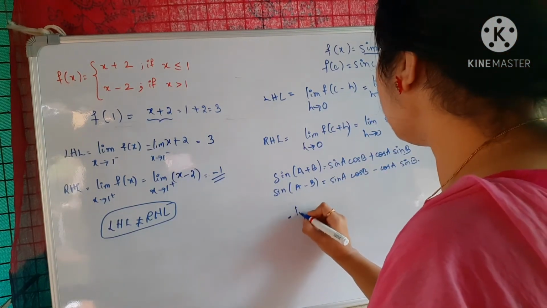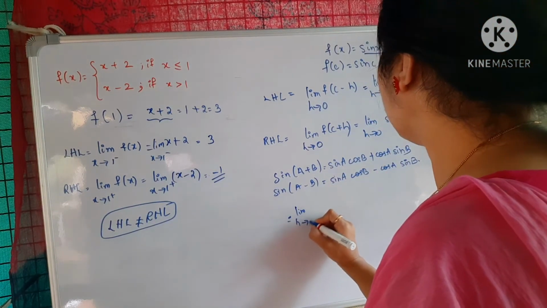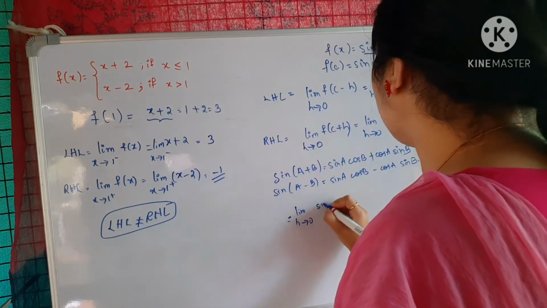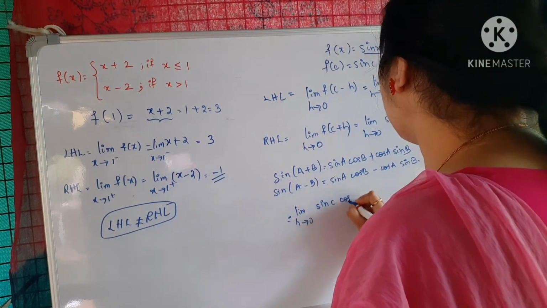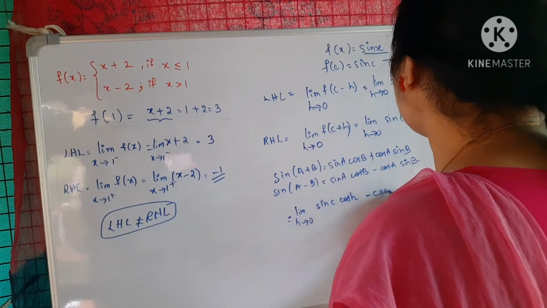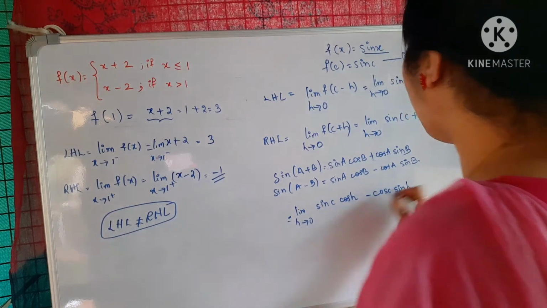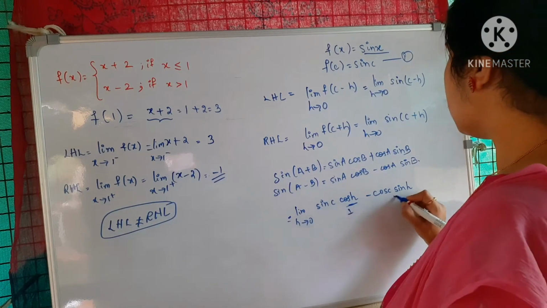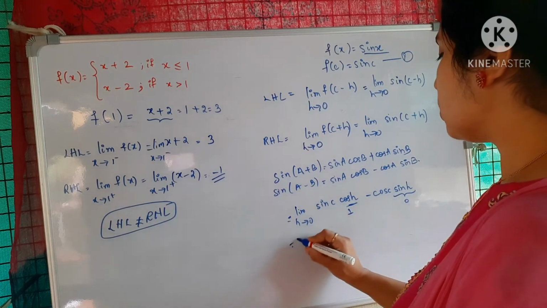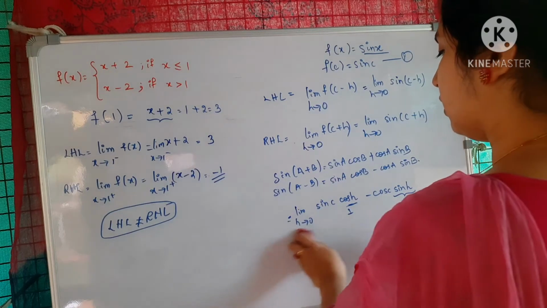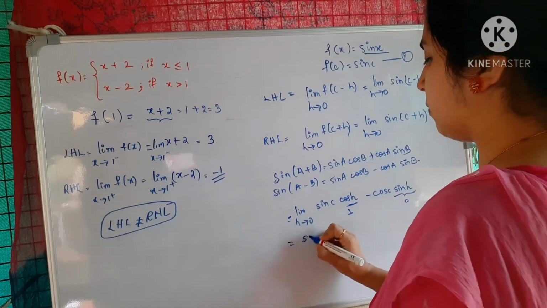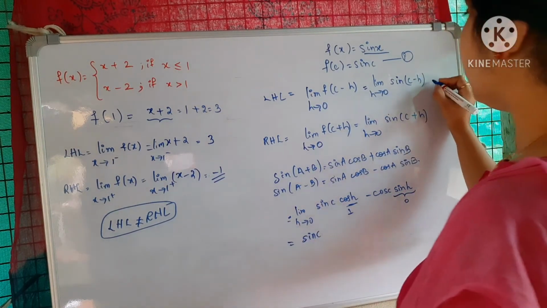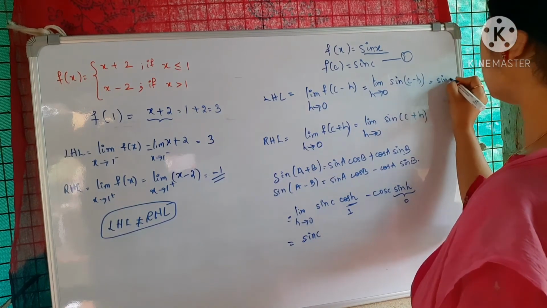Okay, so now I will apply this formula here. So limit h tending to 0, sin c minus h will be sin c cos h minus cos c sin h. So when h approaches 0, that means cos 0 becomes 1, sin 0 becomes 0. So it is equal to sin c. So the left hand limit will be equal to sin c.